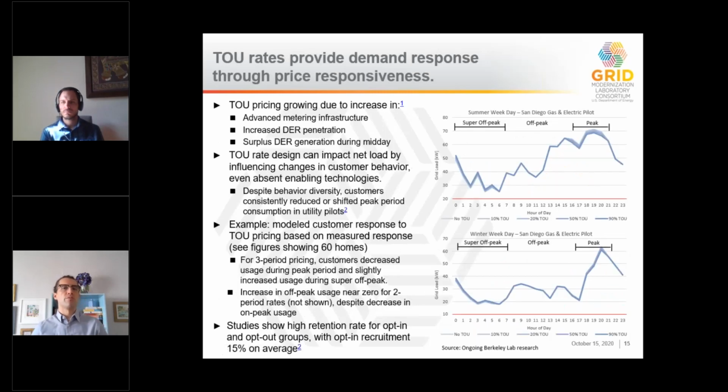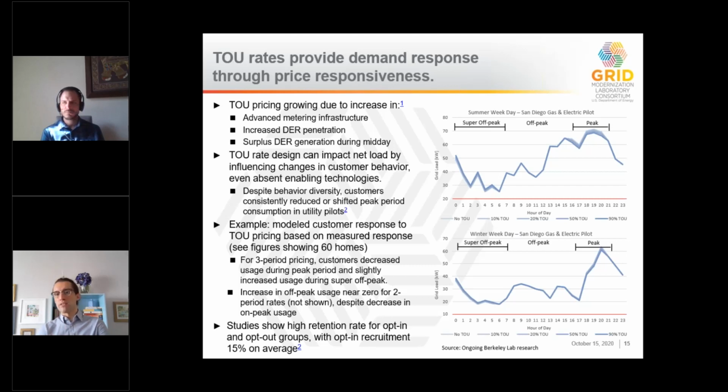And so moving on to the first demand response strategy, time of use pricing provides net load management opportunities through customer responsiveness to price signals. So even without enabling technologies such as solar and storage, utility pilots have shown that customers consistently reduce or shift peak period consumption with time of use pricing. This was shown to be true for both opt-in and default options in multiple studies, and it also showed high retention rates in both cases.